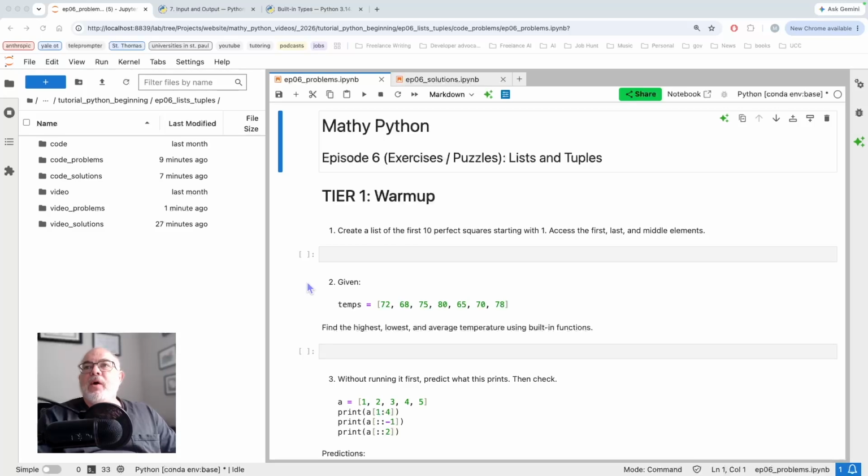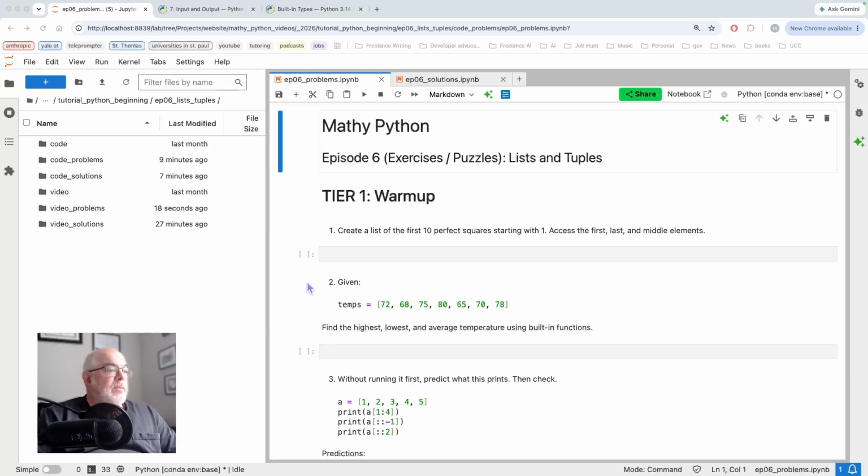This week we are studying lists and tuples. This is the exercises and puzzles that go along with that lecture. As usual, we are in three tiers. Tier 1 is warm-up, Tier 2 is intermediate, Tier 3 is challenge.